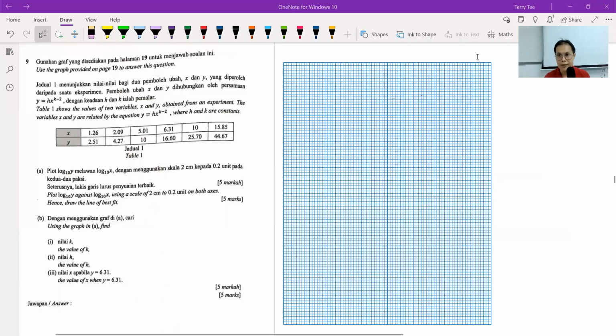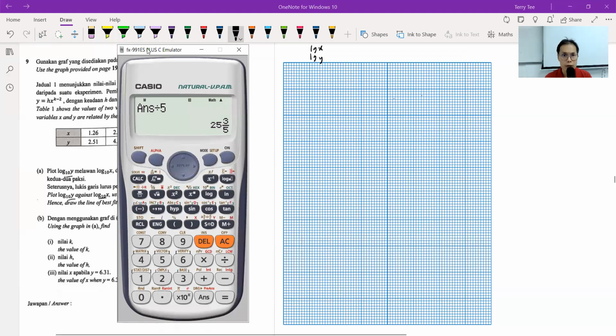Okay, question number 9. This is from the chapter Linear Law, chapter 6. Let's start. We have a table that shows values of variables x and y obtained from an experiment. Variables x and y are related by this equation where h and k are constants. You're supposed to plot log10 y against log10 x. All the y values and x values are given. Maybe I recalculate here. I put a lg x and a lg y. Let's write these values down.